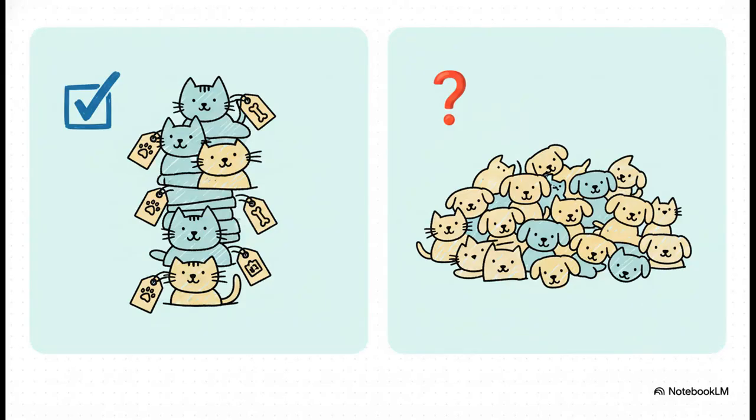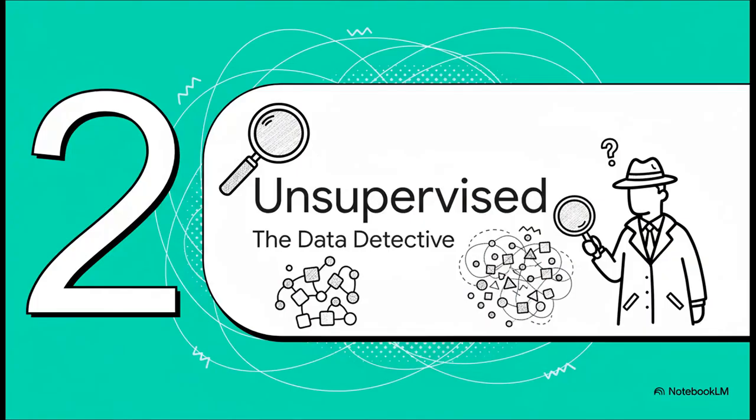And this right here, this is probably the most important distinction in all of machine learning. On the left, you've got data with the answers included. That's labeled data. On the right, it's just raw data, no tags, no hints. Understanding this difference is absolutely key for our next method. So this brings us to method number 2, unsupervised learning.